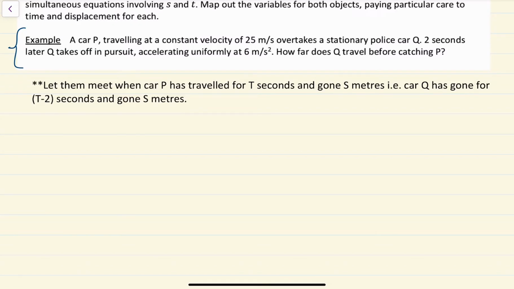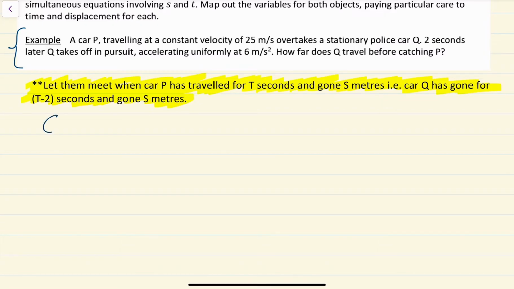Now this bit here isn't given to you. You would have to write this in. You don't get any marks for this, but for me, I absolutely need this bit for understanding. What I've typed here, because my handwriting's so bad, is: let them meet when car P has travelled for T seconds and gone S meters. Car Q, the police car, took off 2 seconds later, so it hasn't travelled for the entire T seconds, it's gone for T minus 2 seconds. But it has to cover the same distance as the car it's chasing, so it's gone S meters.